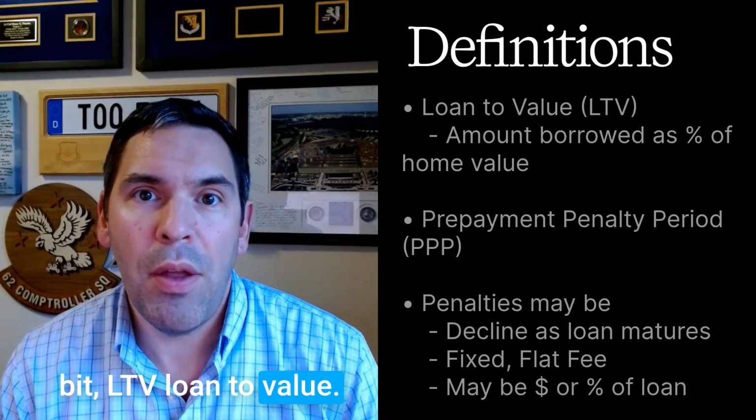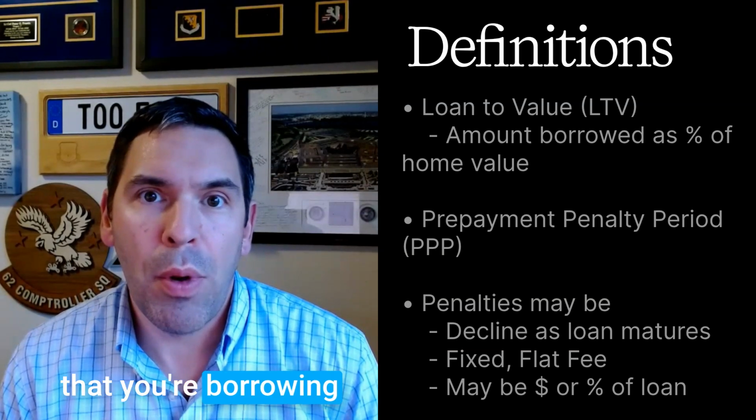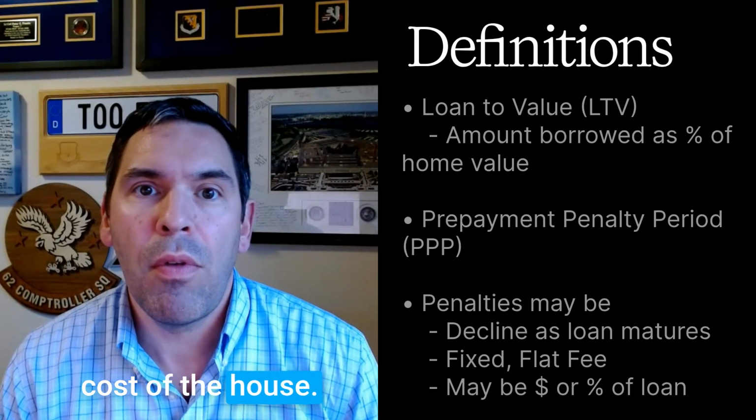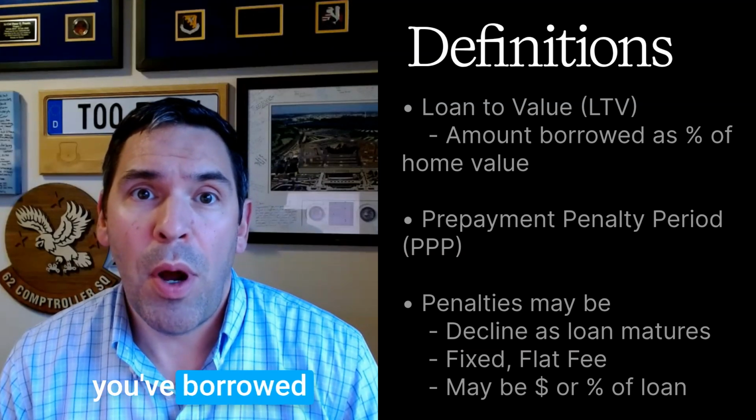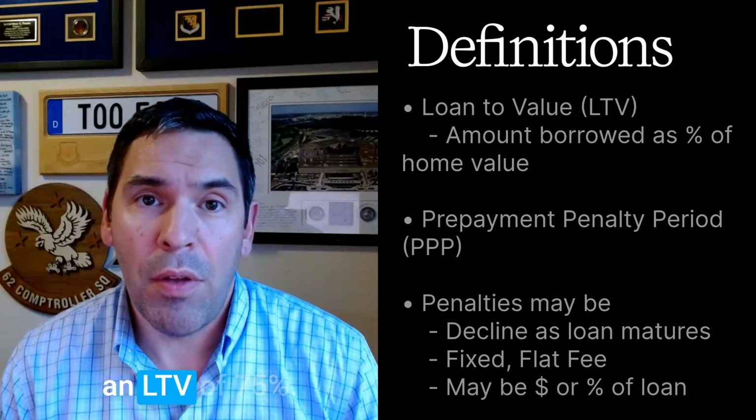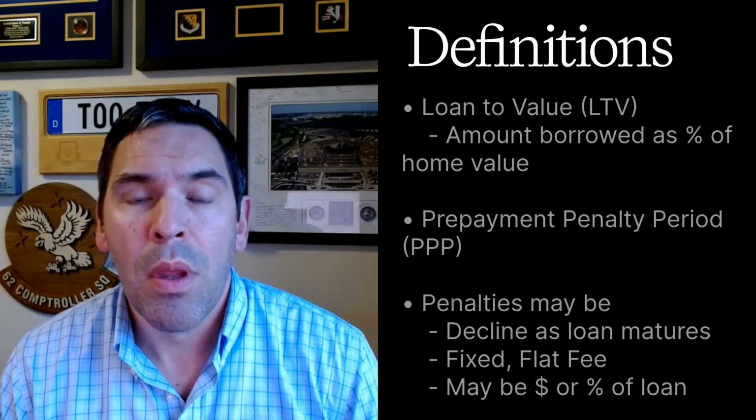LTV, loan to value. This is the amount that you're borrowing in relation to the cost of the house. So if you have a $400,000 house and you borrowed $300,000, you have an LTV of 75%.